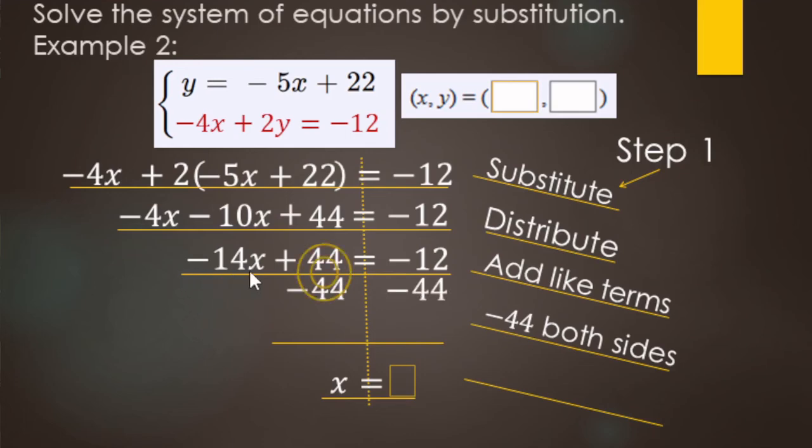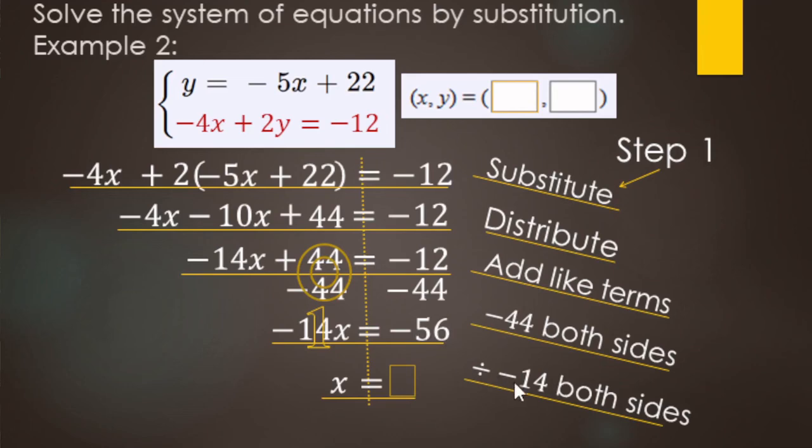So we have negative 14x plus 0 is just negative 14x equals negative 12 minus 44, which is going to make a negative 56. We still need to undo this x being multiplied by negative 14 with a divide by negative 14 to both sides. So negative 14x divided by negative 14 is just 1. X goes there. Negative 56 divided by negative 14, well, negative divided by negative is positive, and then 56 divided by 14 makes 4. So our x value is going to be a 4.